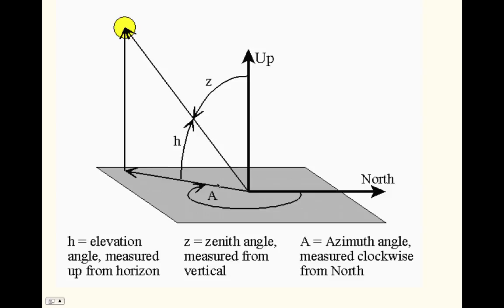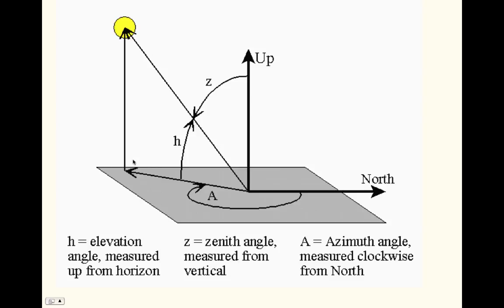Here we're looking at just some geometry. The zenith angle is the angle at which the sun is from directly overhead. For instance, if the sun's directly overhead, the zenith angle is 0 degrees. If the sun's tilted 30 degrees down towards the horizon away from directly overhead, the zenith angle is 30 degrees.